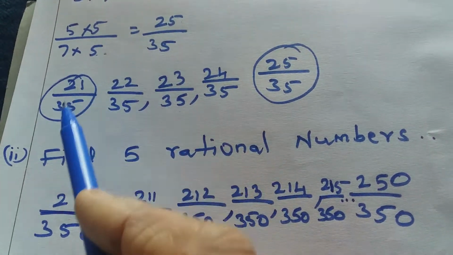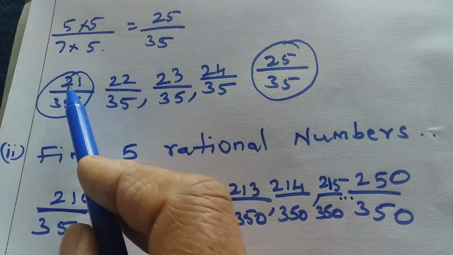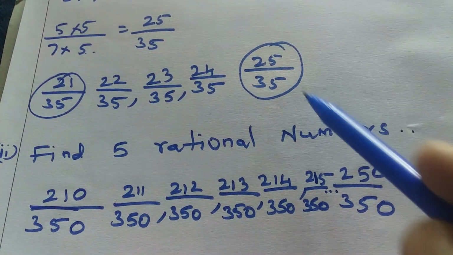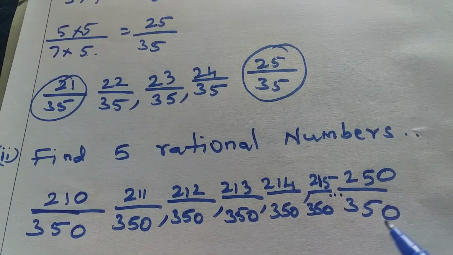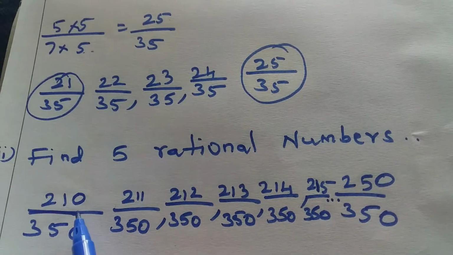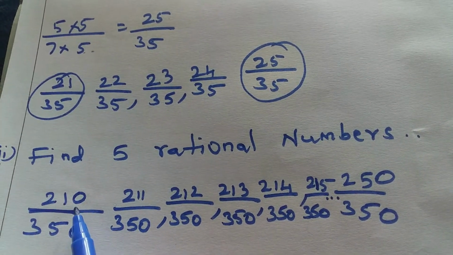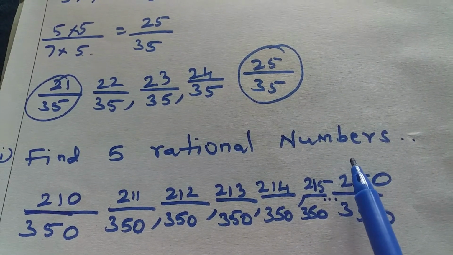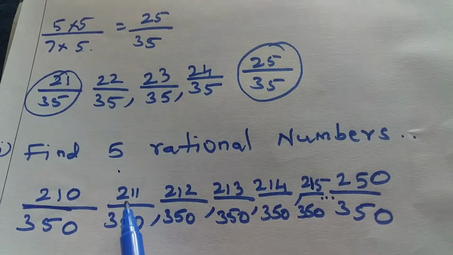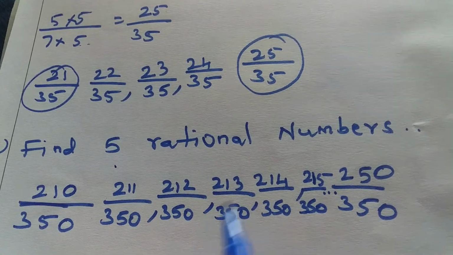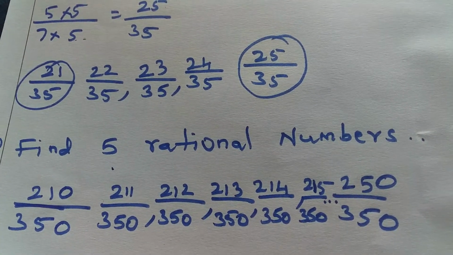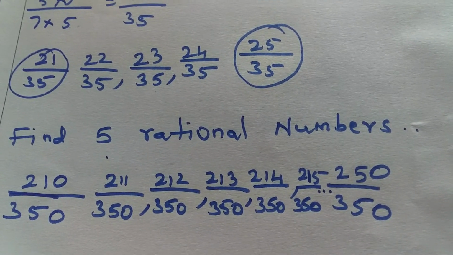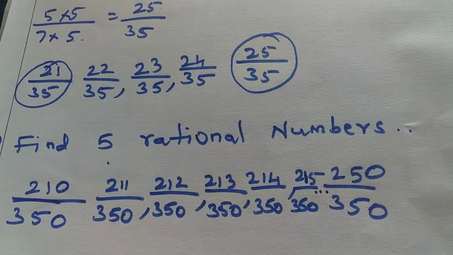Multiply both the numerator and denominator by 10. So it is just putting 0 with the numbers. 21 by 35 becomes 210 by 350 and 25 by 35 becomes 250 by 350. Now how many are there between them? After 210, 211, 212, etc., it goes up to 249. So since we are asked 5, you write any 5 rational numbers. That's enough. But we can find many more. This is how we find rational numbers. Any number of rational numbers can be found between two given rational numbers.